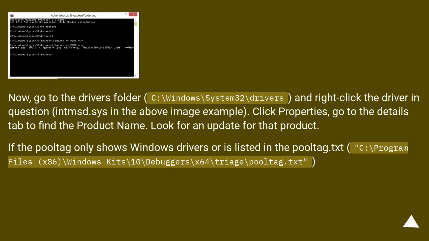Now, go to the drivers folder, /Windows/system32/drivers, and right-click the driver in question, int.sys in the above image example. Click Properties, go to the Details tab to find the product name. Look for an update for that product. If the pool tag only shows Windows drivers or is listed in the pooltag.txt, in /Program Files (x86)/Windows Kits/10/Debuggers/x64/triage/pooltag.txt.